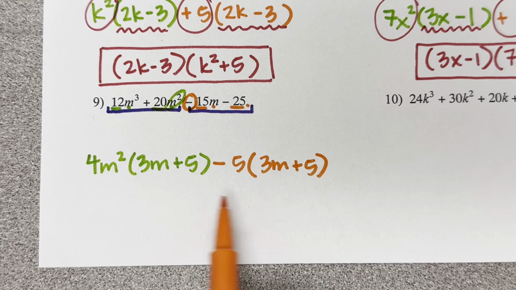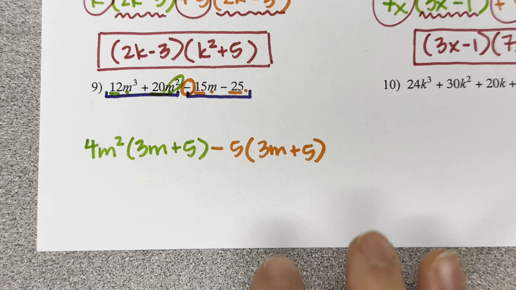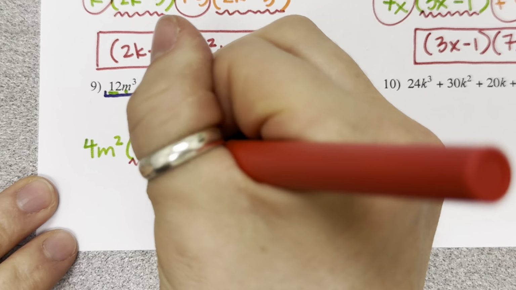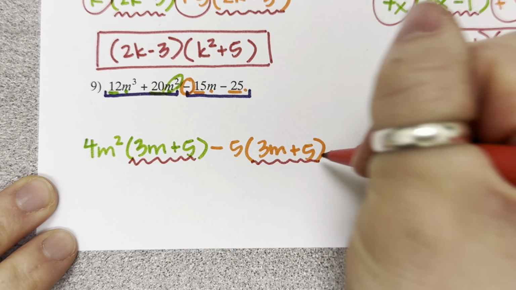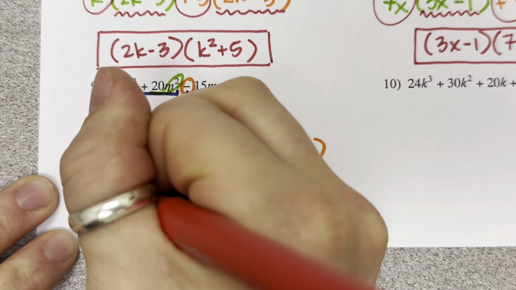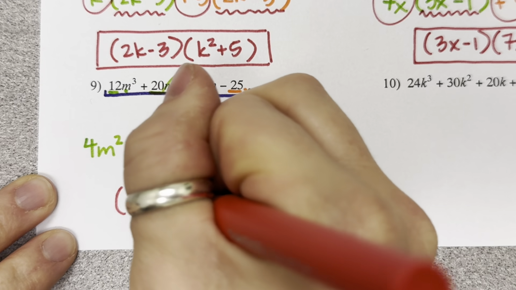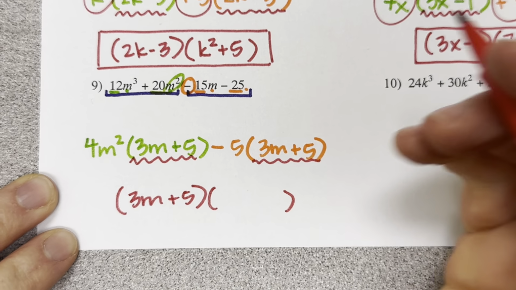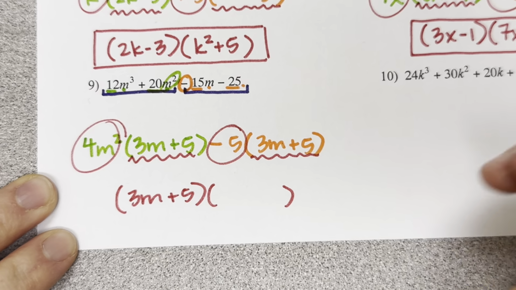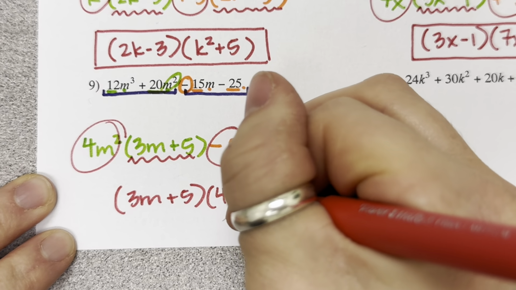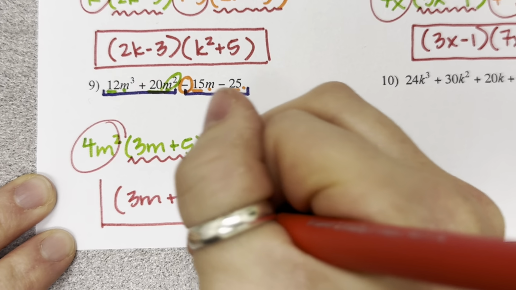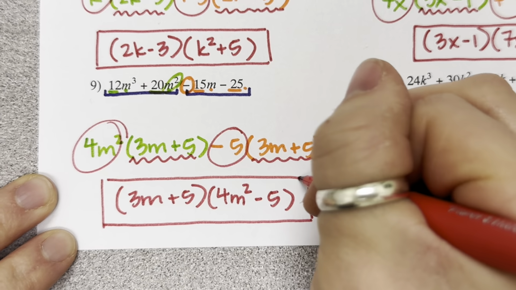We're not done here. It has to be fully factored, but we do see that 2 of our pieces are exactly the same, 3m plus 5 and 3m plus 5. That becomes one of our factors. Our other factor is what was on the outside, 4m squared minus 5. And now we are fully factored.